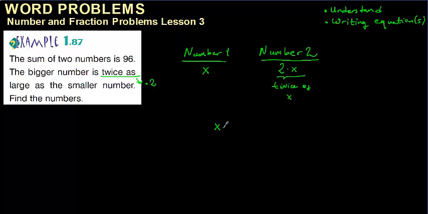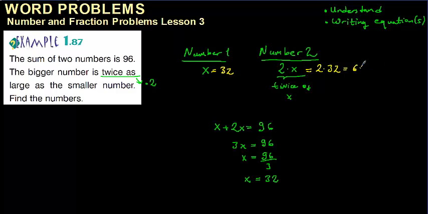So the second one is x plus 2x is equal to 96. So 3x is equal to 96, and x is going to be equal to 96 over 3. We know that it's going to be equal to 32. It's going to be okay. Then the smallest number, first number, is 32, and 2x is equal to 2 times 32, which is equal to 64.